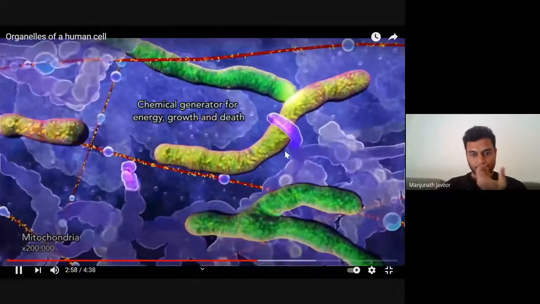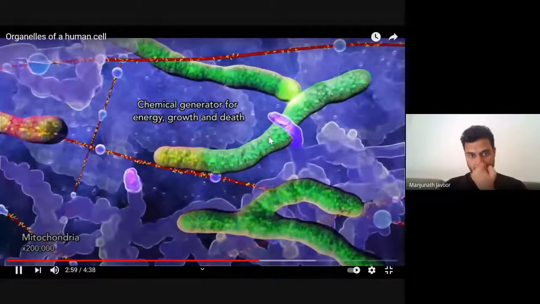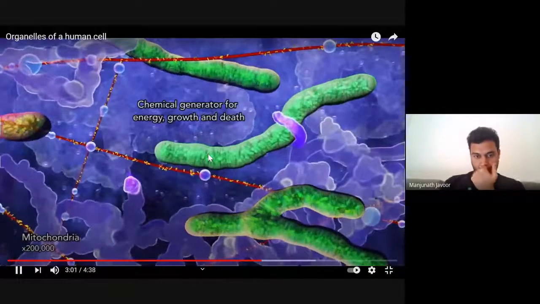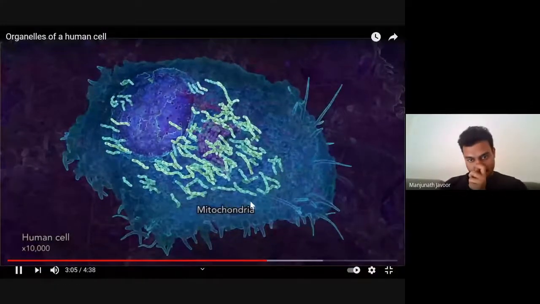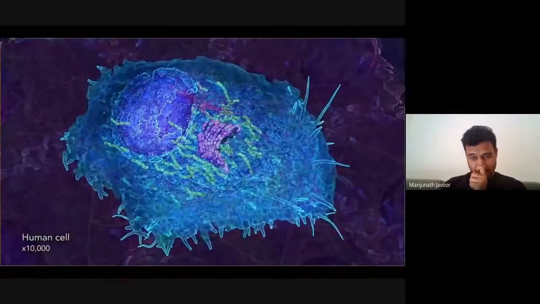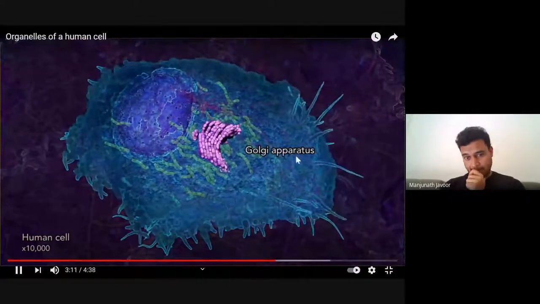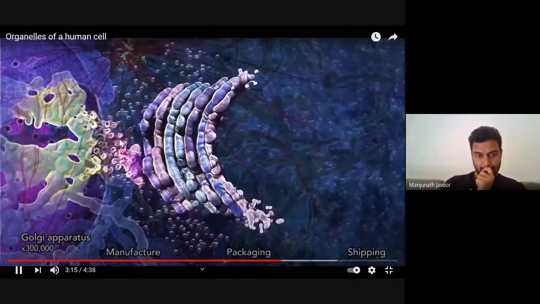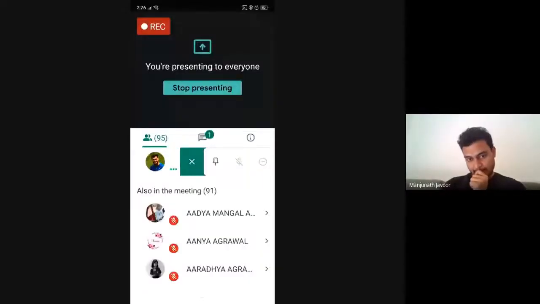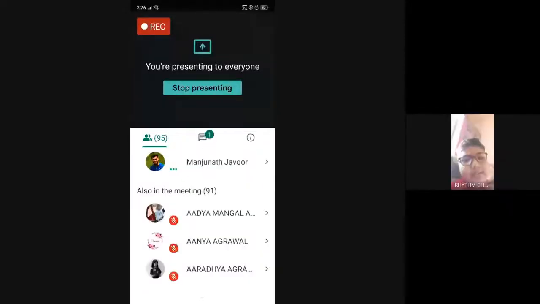So where were we? We were here. Inside the cell, these organelles convert whatever food you eat into energy. They are called mitochondria. And then there are things called the Golgi apparatus. These are like a factory inside a factory. They transport things like proteins. Whatever protein is made, they pack them.